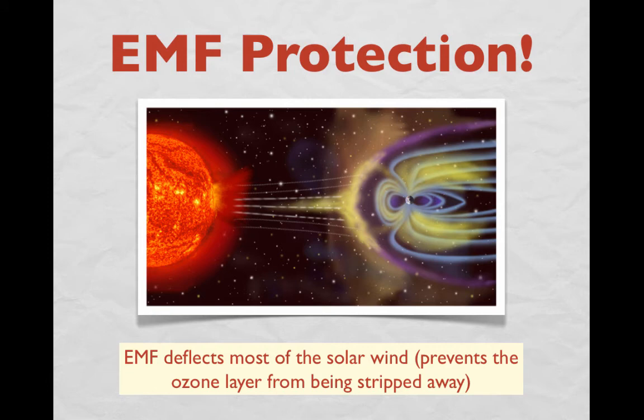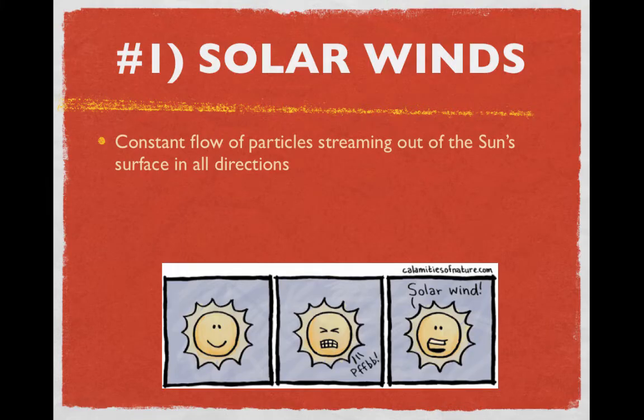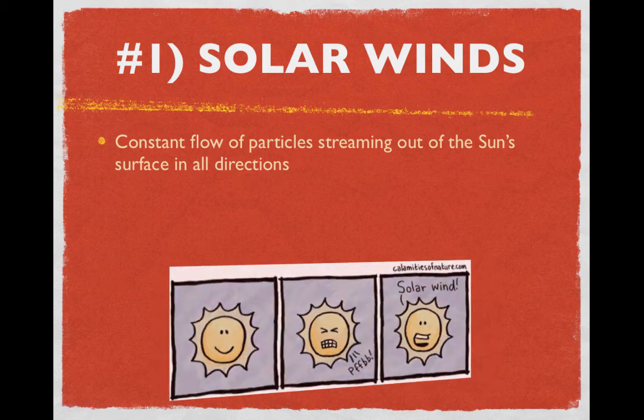So we have EMF protection. The Earth's magnetic field deflects most of the solar wind and actually prevents the ozone layer from being stripped away. Do you know how else the sun affects the Earth? First of which would be the solar wind. So there's this constant flow of particles streaming out from the sun's surface in all directions.